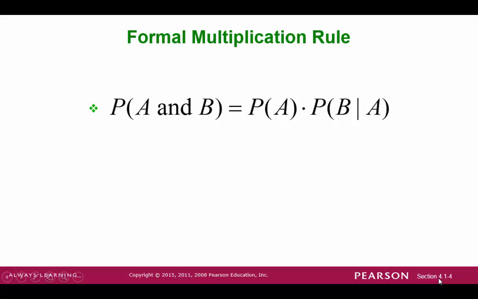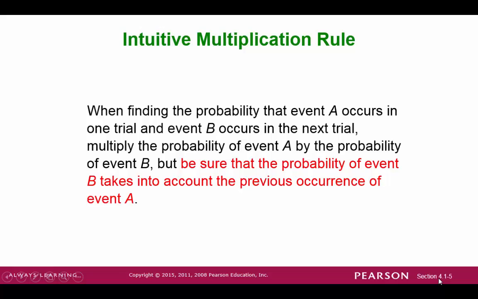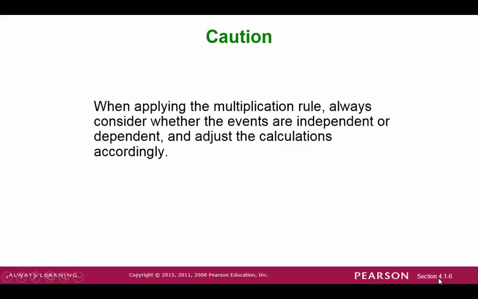The multiplication rule is as follows. The probability of A and B is equal to the probability of A times the probability of B given that A had occurred. The idea is that each probability will be multiplied, but we need to make sure that any changes in the sample space would be reflected in the second probability. Whether the probability is affected or not depends on whether the events are dependent or independent. We'll define these shortly.